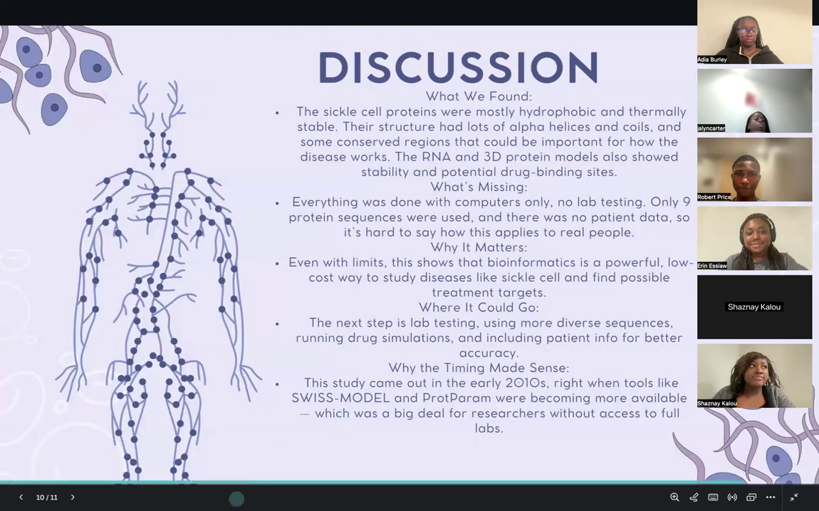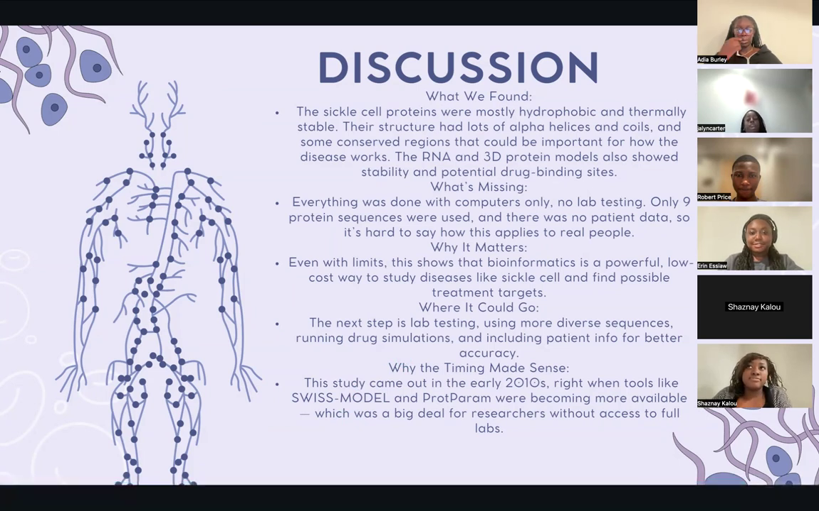So, potential implications: even with its limits, this study shows how useful bioinformatics can be. It's a fast and low-cost way to study diseases like sickle cell anemia and could help researchers find new drug targets. The conserved regions and structural details might be used to create better treatments or even new diagnostic tools. These kinds of studies also help us better understand how the disease works at the molecular level.